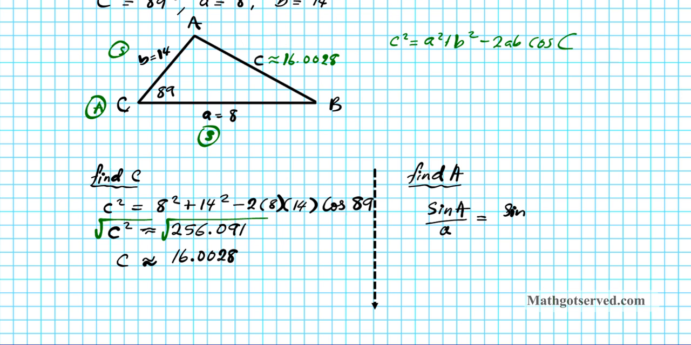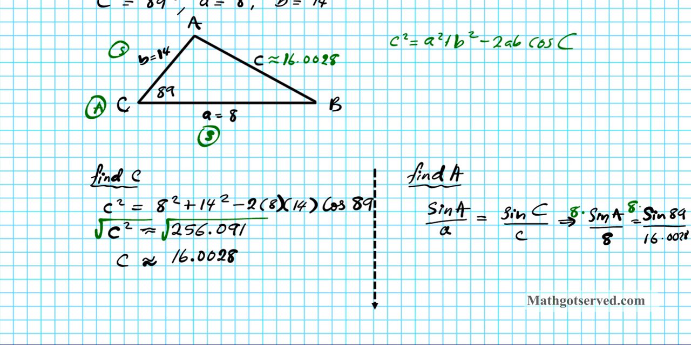Sine big C over little c. Let's use the variables first. Sine big C over little c. When we apply the value of our measures, we are going to have sine A over little a, which is 8, equals sine big C, which is 89, over little c, which is 16.0028. To get sine A by itself, we'll multiply both sides by 8.